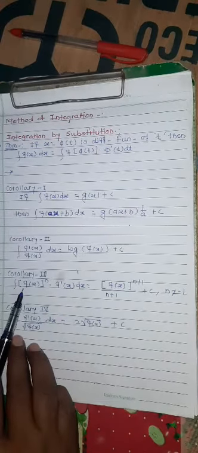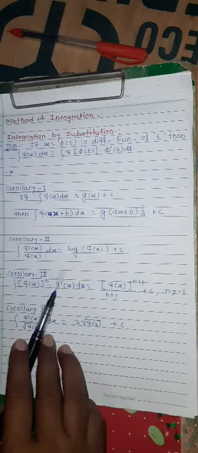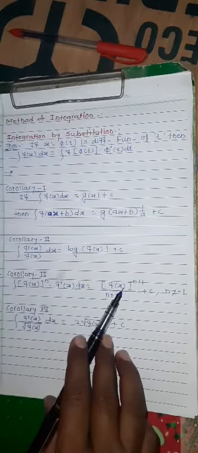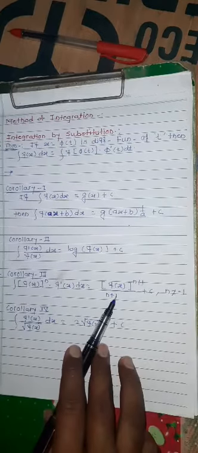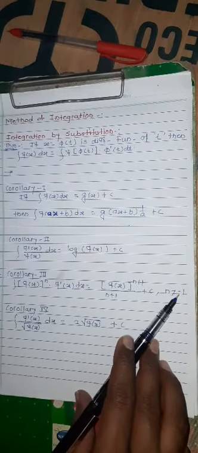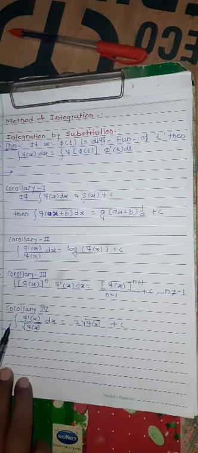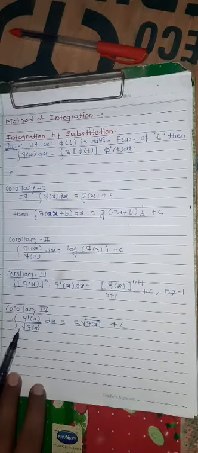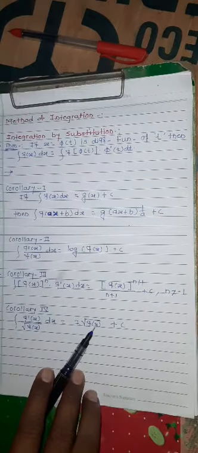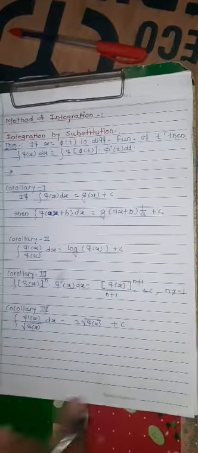In this corollary, the integral of f of x raised to n into the derivative of that function, f dash of x dx, is equal to f of x raised to n plus 1 upon n plus 1, plus the constant of integration c. Here n should not be minus 1, isn't it? Now the next corollary is that the integration of f dash of x upon under root of f of x dx is equal to 2 times under root of f of x plus the constant of integration c. Now we can understand such substitution.